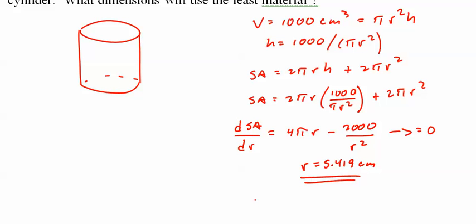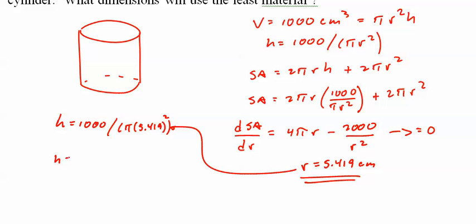So think about it, graph it, make sure that's a max or min in this case. No, hang on, I gotta think about this. I want to minimize the surface area, so that's a min. Graph it, make sure that's the case. Then plug it back in. h equals 1,000 over pi times 5.419 squared, and h equals 2 times that, which is 10.839 centimeters. And off we go.